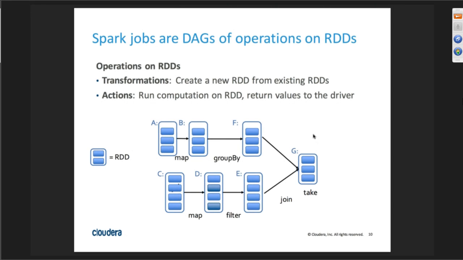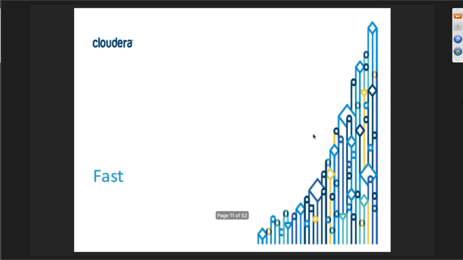So transformations, when you write them, will be just syntactically evaluated. When you encounter actions, that's when the actual execution starts. That's the whole story that we have already discussed about transformations and actions, right? Now, see here.